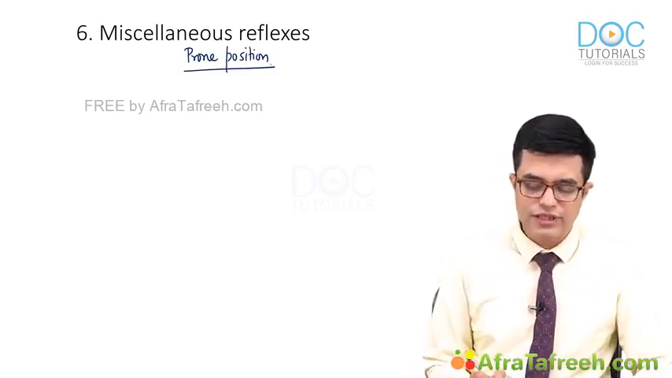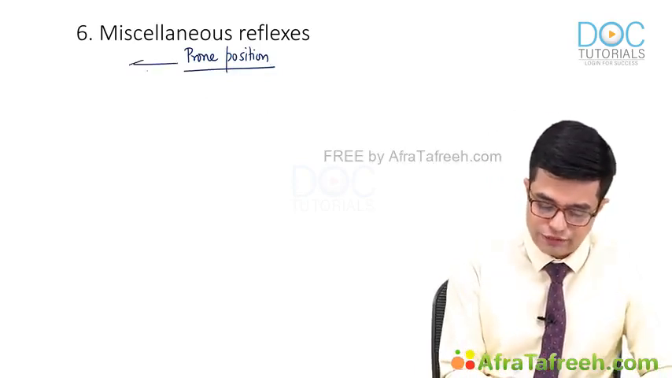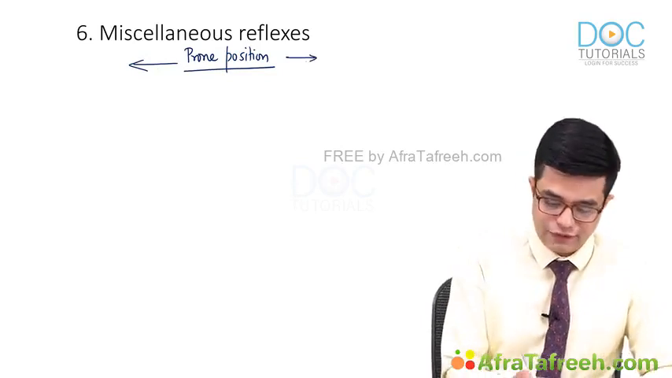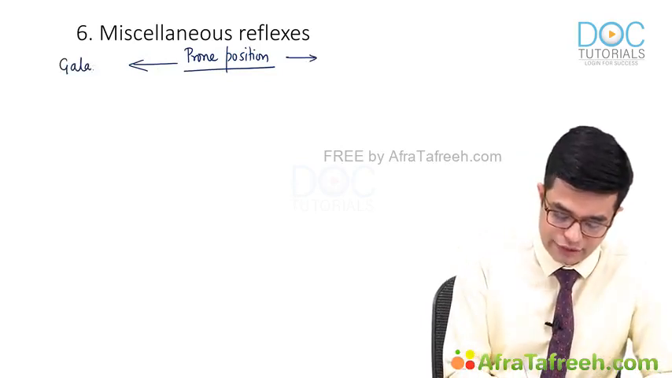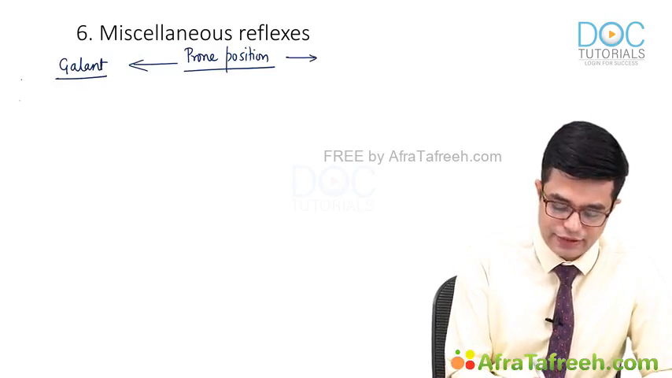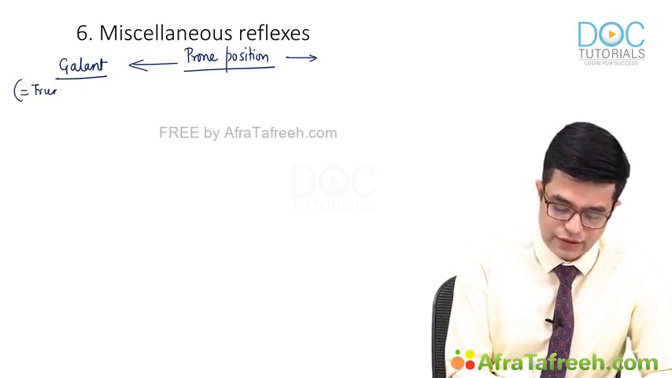When you put the child on his tummy, there are 2 reflexes which can be performed. The first reflex is called the Gallant reflex. Gallant reflex is also called the trunk incurvation reflex.